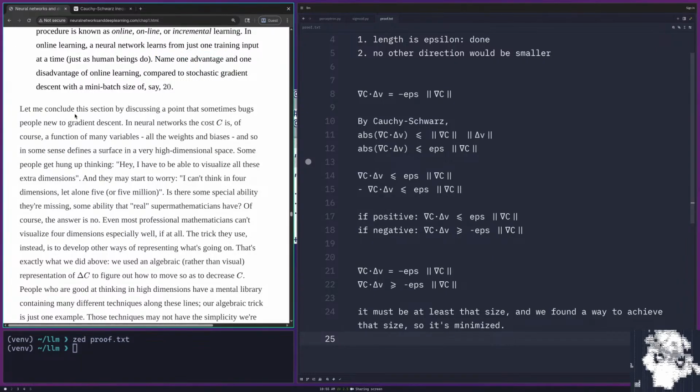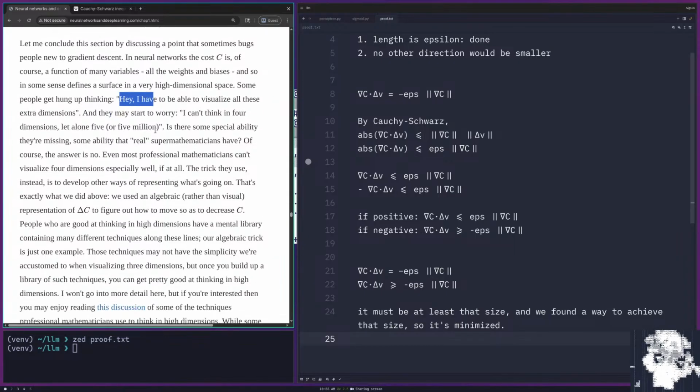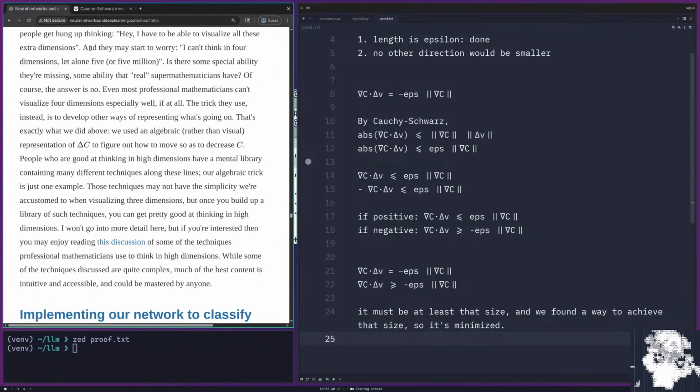Let me conclude this section by discussing a point that sometimes bugs people new to gradient descent. In neural networks, the cost C is, of course, a function of many variables, all the weights and biases, and so, in some sense, defines a surface in a very high-dimensional space. Some people get hung up thinking, hey, do I have to visualize all these extra dimensions? And they may start to worry. I can't think in 4 dimensions, let alone 5 or 5 million. Is there some special ability they're missing? Some ability that real super mathematicians have?